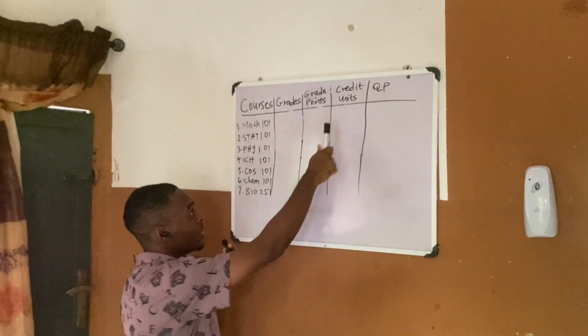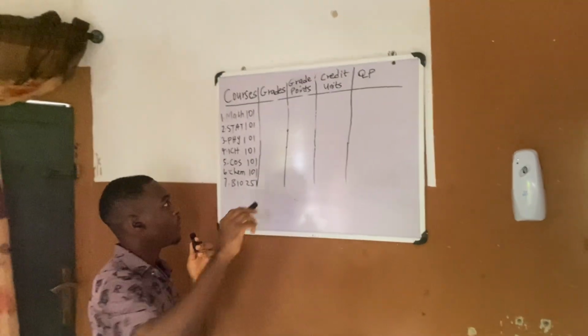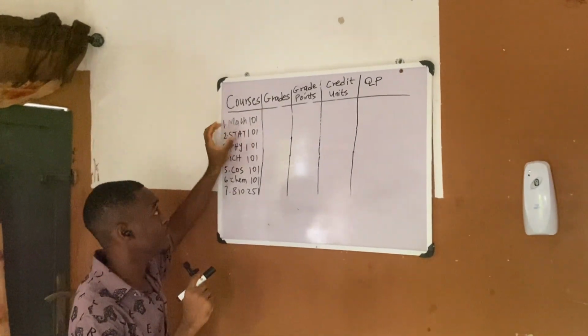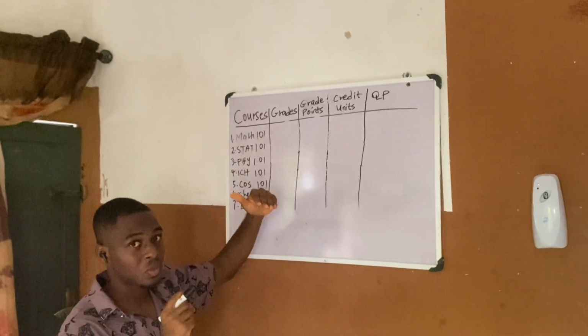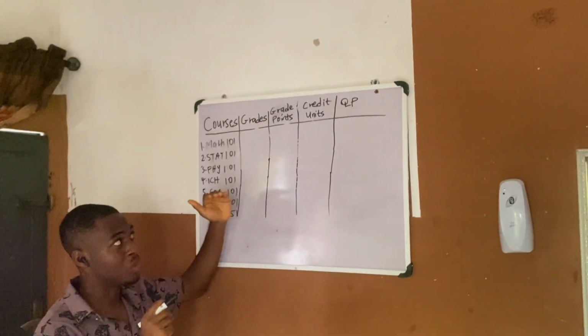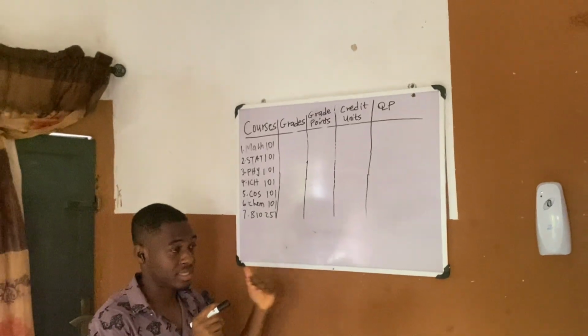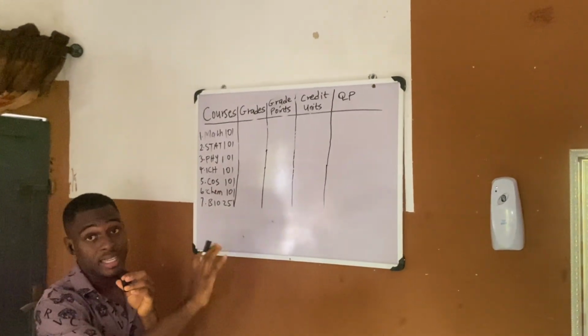So for credit units, this is where it might get a bit tricky, but listen up. Credit units show how important each course is. Courses with higher credit units will affect your grade point at the end of the day. Let me rephrase it: it has much impact on your grade point at the end of the semester.